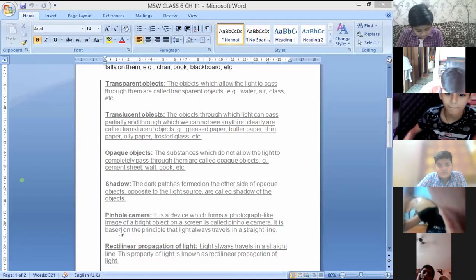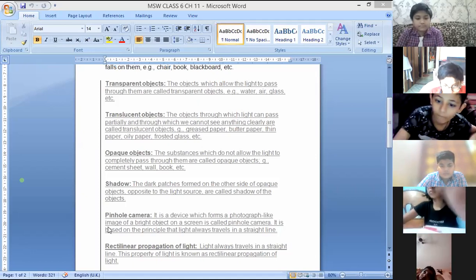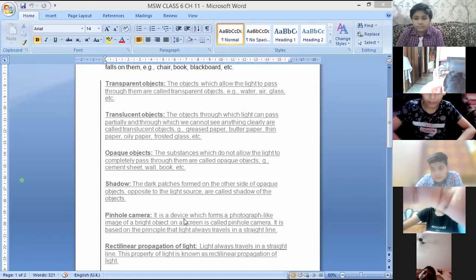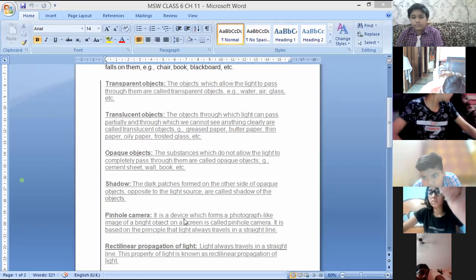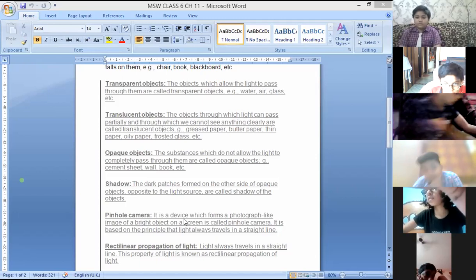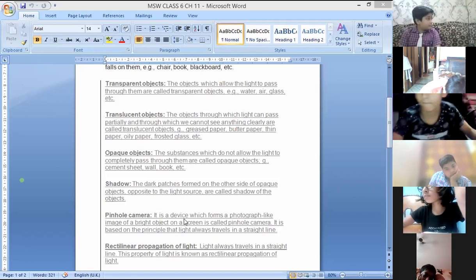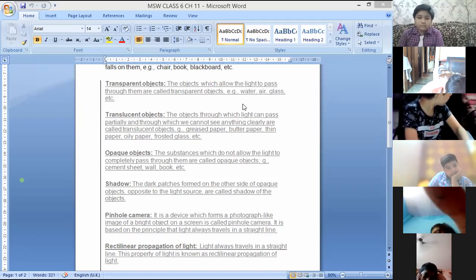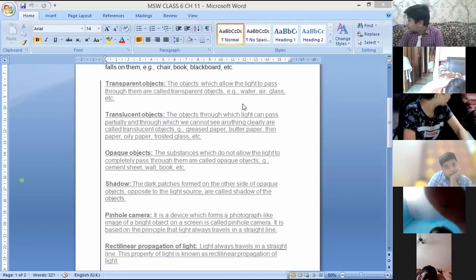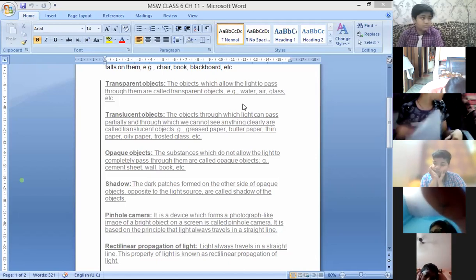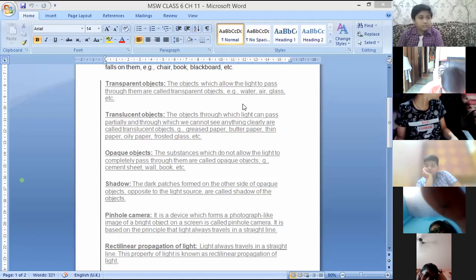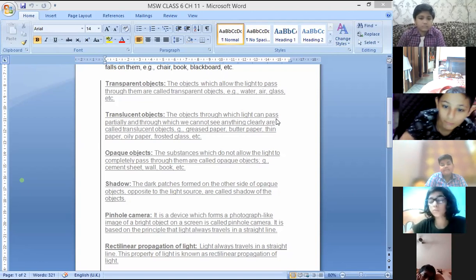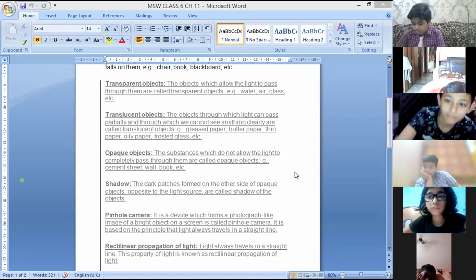Okay. Next, kindly write down pinhole camera. It's a device which forms a photograph-like image of a bright object on a screen. In this chapter, we will study about the pinhole camera also, what is the function of a pinhole camera, and how to make it. You can make your own pinhole camera.